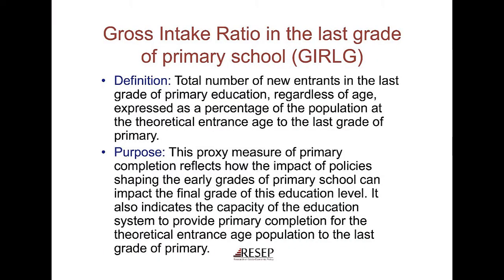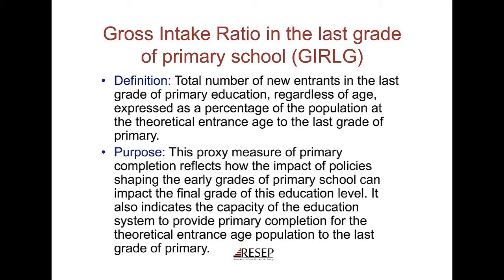Okay, so they look at the first year of primary school, and then they also look at the last grade of primary school. So again, we're looking at access, but whereas the first grade of primary school was more about can you cope with the access, can we take in everybody, in the last grade we're looking at how effective is the primary education schooling. So what it's looking at is a proxy to measure primary completion, and it's looking at the impact of policies on primary education.